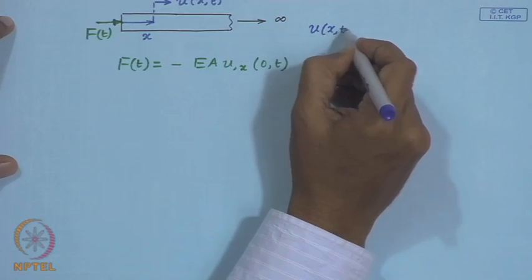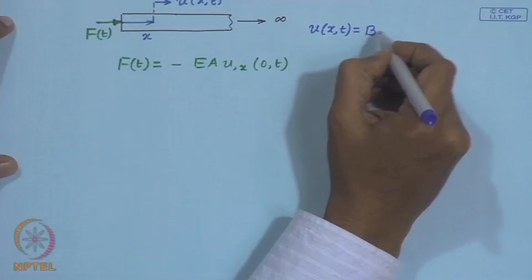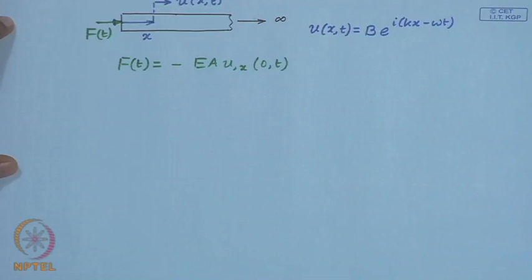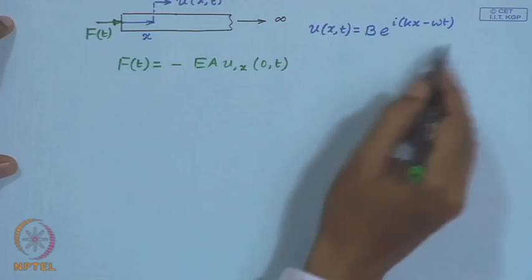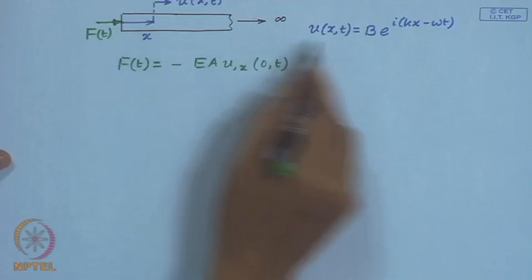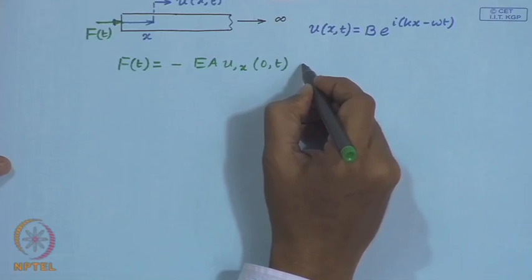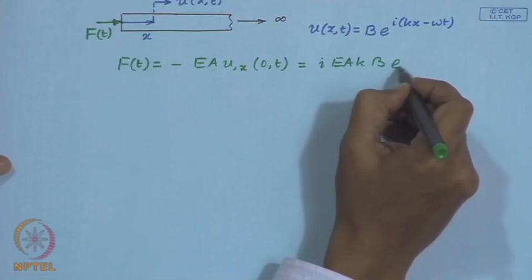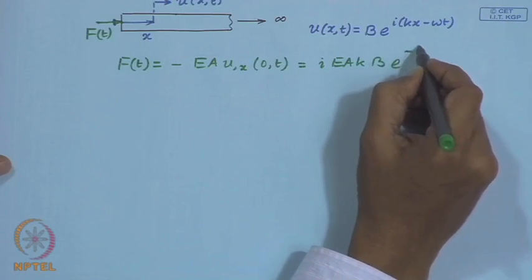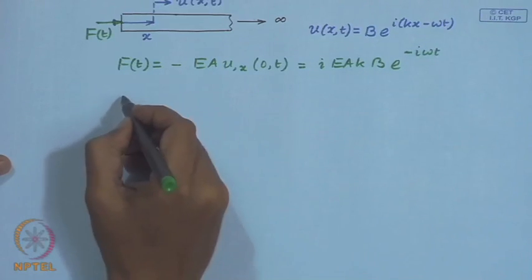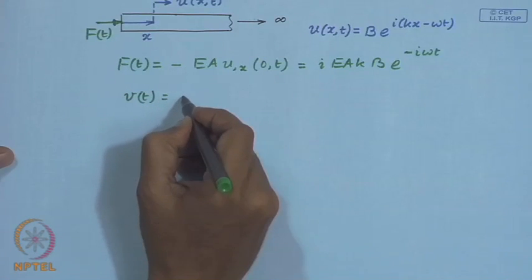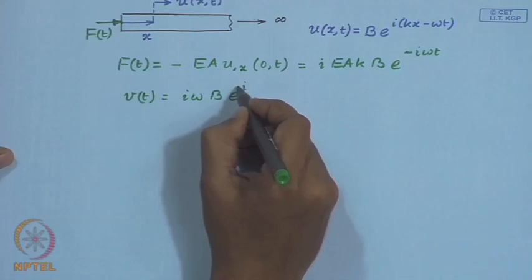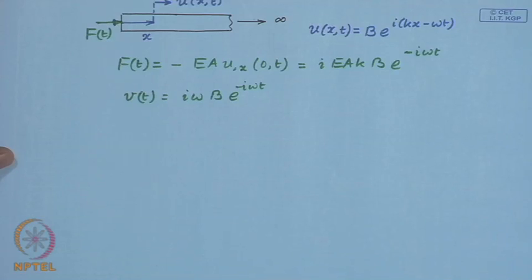which can be represented as this. So you have positive travelling harmonic waves in the bar, and this turns out to be, putting x equal to 0, and similarly you can write the velocity once again.